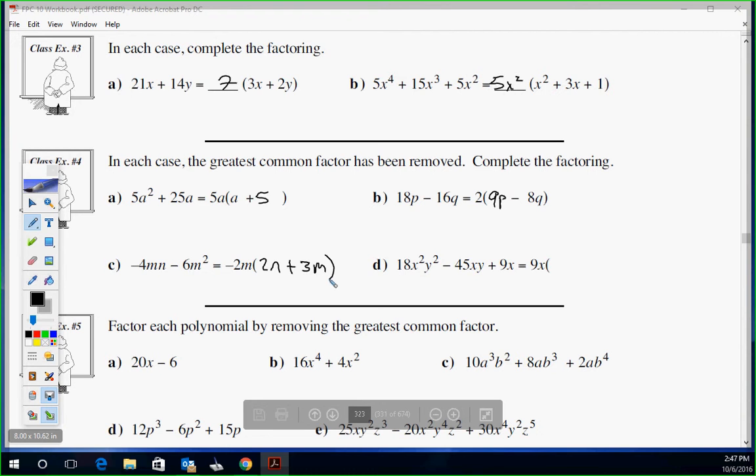Okay, and the last one here. 9x that we're pulling out. So that means 18 divided by 9 is 2. X. Yep, keep the y squared. And then we have minus 5. That pen's not working that good on this side here. Minus 5y. And then just plus 1, right? Good. You guys get the hang of it?